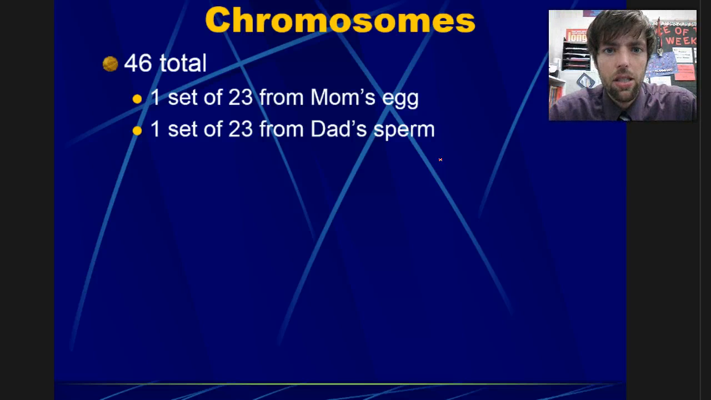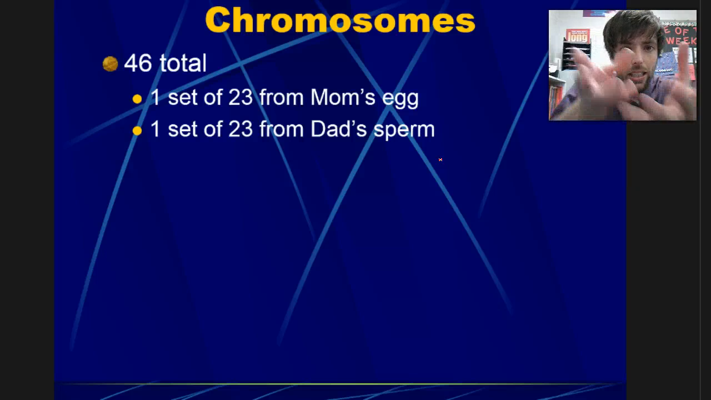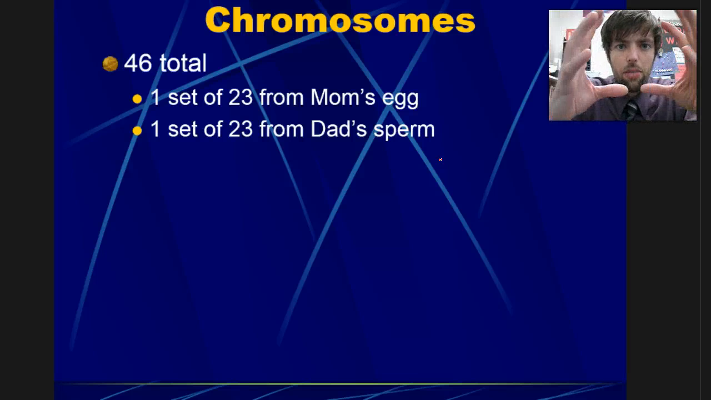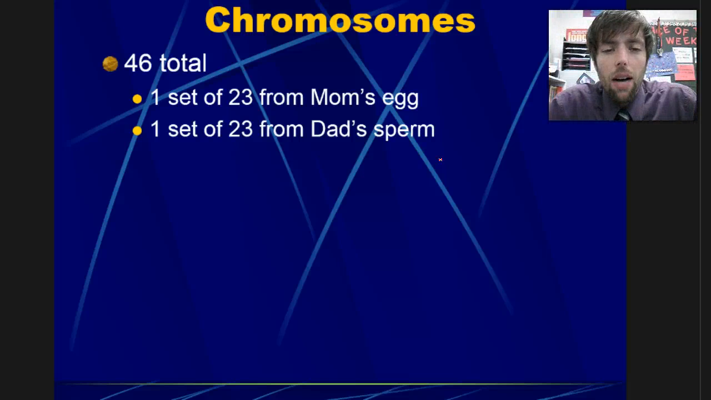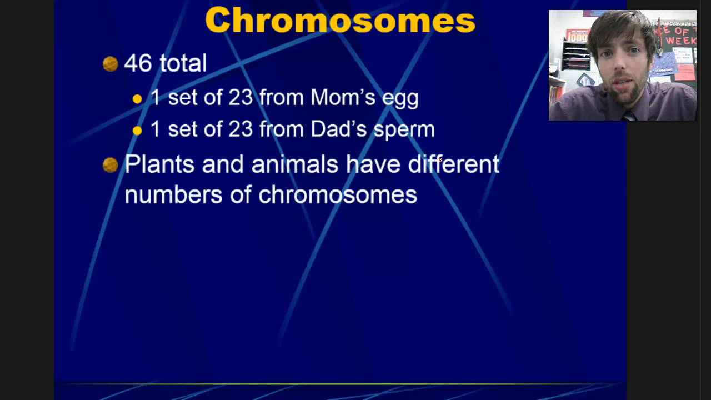And so when your parents make a baby, mom contributes 23 chromosomes, dad contributes 23, and when you put them together, that makes the unique person that you are. Now, plants and animals don't have the same number of chromosomes. I'm going to show you a chart of different numbers of chromosomes to show you how different plants and animals are. So let's write down this sentence right here, and then for the next couple slides, let's just take in the experience.